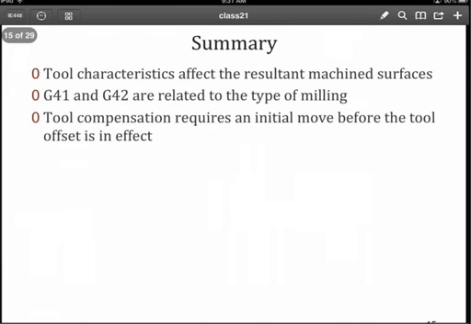So in summary, you have to consider the tool characteristics because they will affect your resultant machine surfaces. G41 and G42 are going to be related to the type of milling, climb milling and standard milling. And the tool compensation requires that initial move before the tool offset is in full effect.